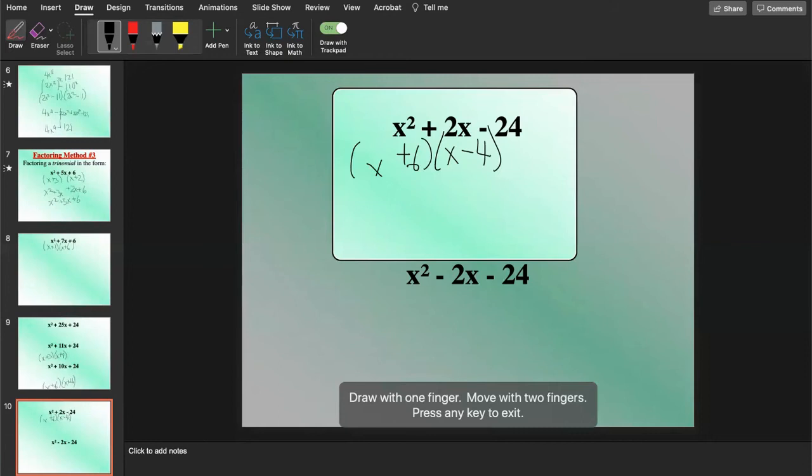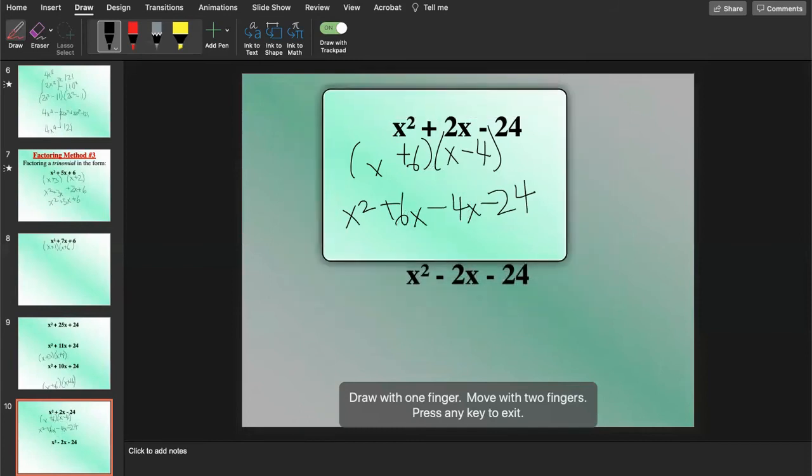And I kind of neglected to do this during the video, but let's multiply it out, right? We're going to get our x squared, our plus 6x, our minus 4x, and then our minus 24. Combine the two middle terms, and I'll just sneak it in at the end. We're going to end up with x squared plus 2x minus 24, right?